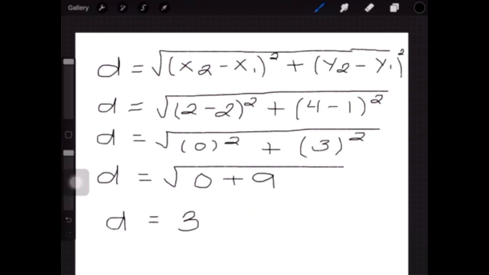The square root of 9 is 3. Next, graph it on a number line.